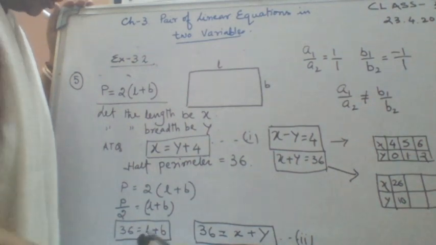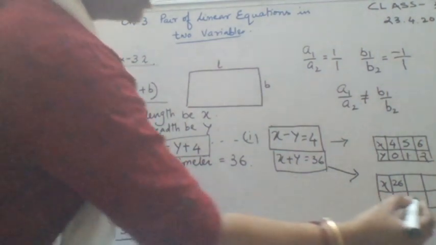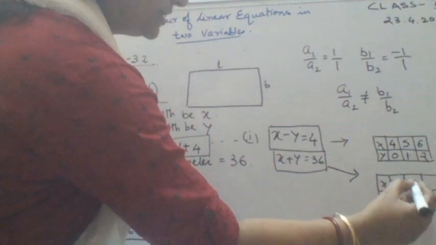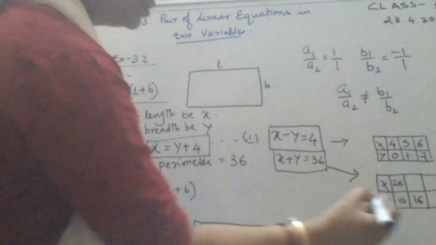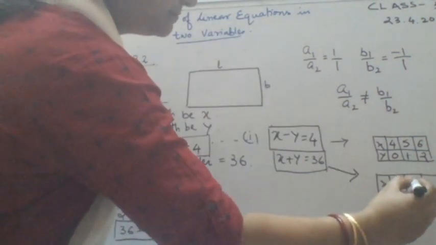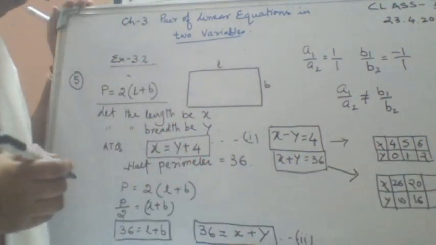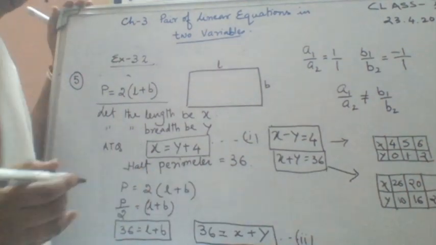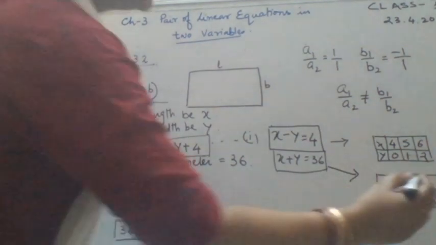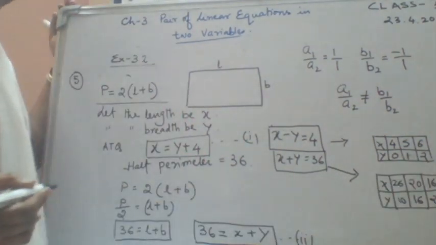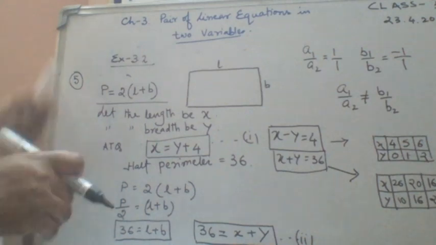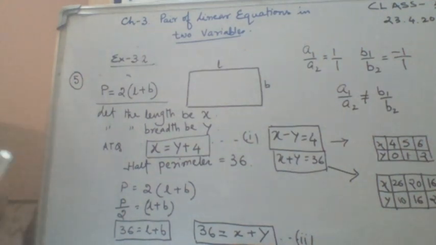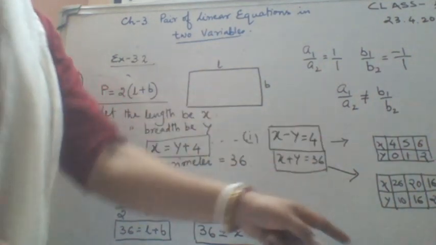So for this case we take this type of points. This is y equal to 16. If you take y equal to 16, then your x is equal to how much? x is equal to 20. If you take y equal to 20, then your x is equal to 16. This is the table. Right? Please note down this table.